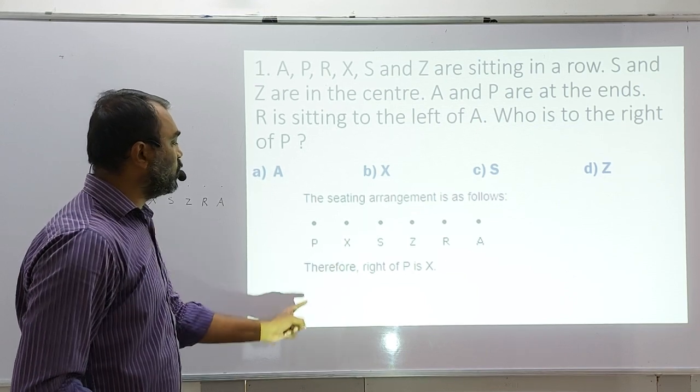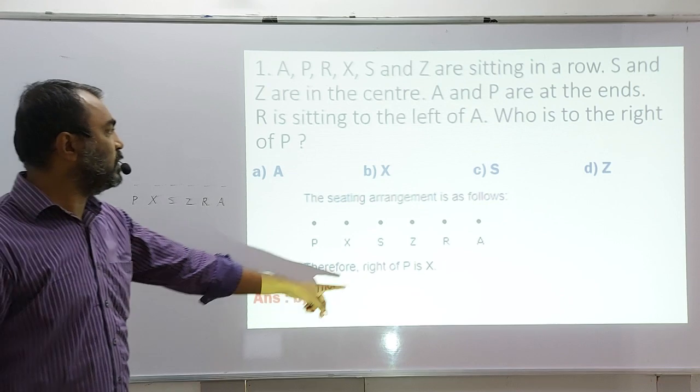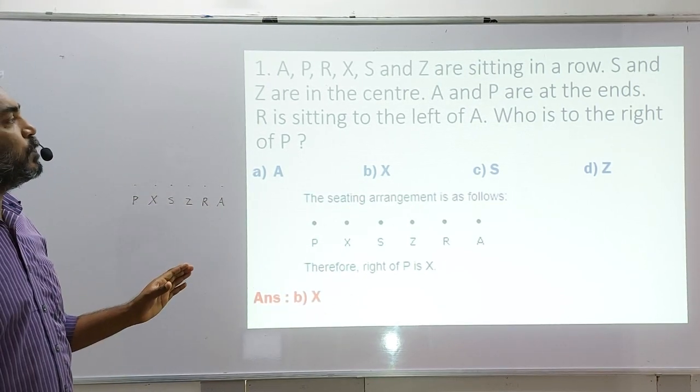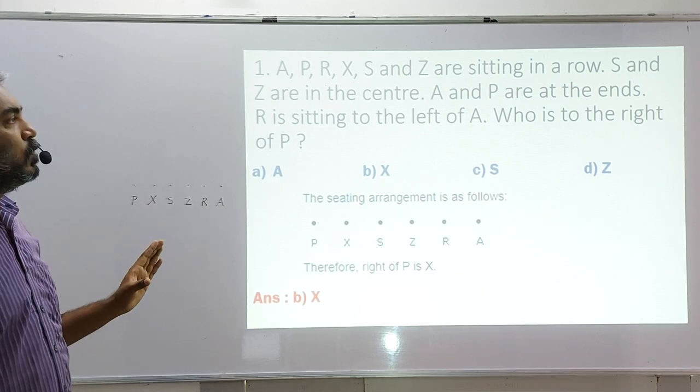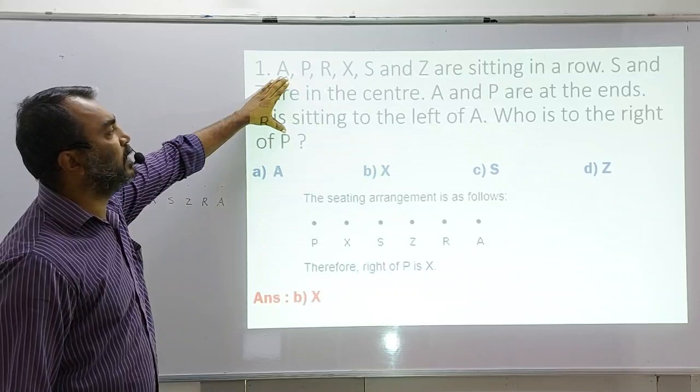So who is to the right of P? To the right of P is X. The answer is X. So this is the sample of a sitting arrangement in a row. Now what you can see here, all these instructions are written in English.